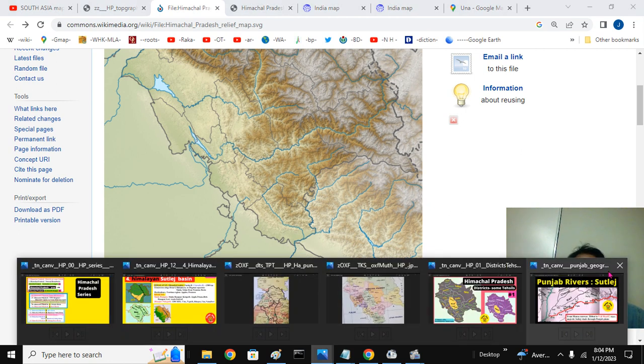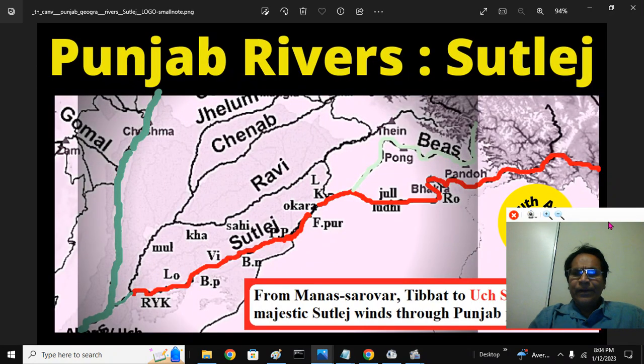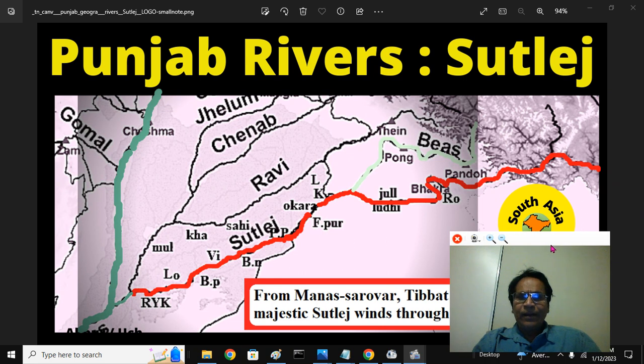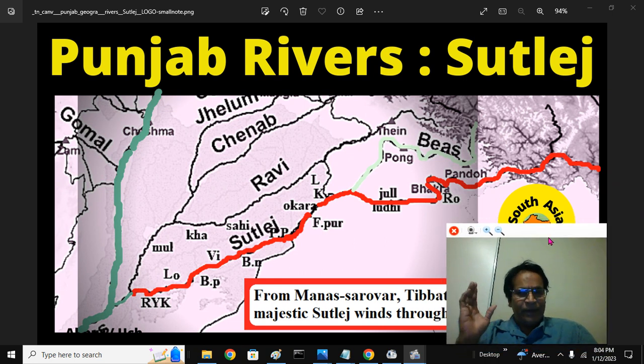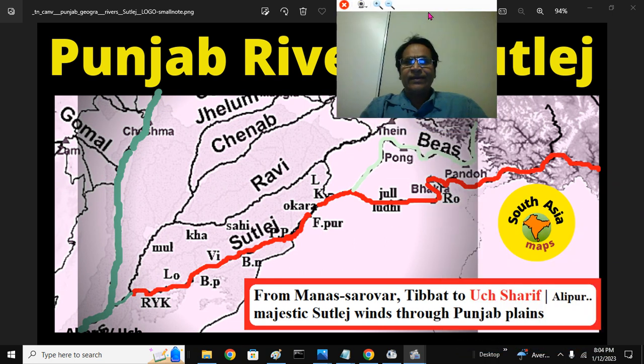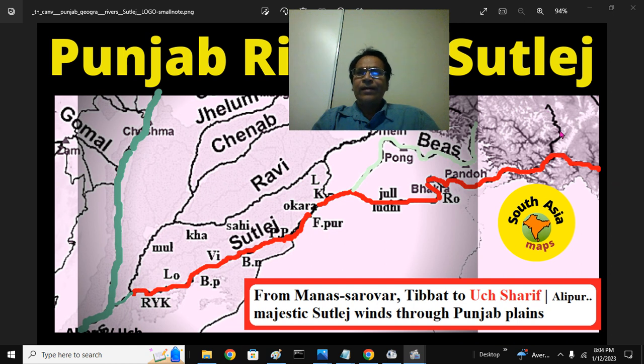I have made a lot of presentations, meticulously made. You can look in the Punjab Geography playlist. So again, this is the Sutlej river here, and you can see the Bashpa. The Spiti river joins and goes there, Bhakra Nangal Dam, Ropar district, Ludhiana district, Jalandhar.